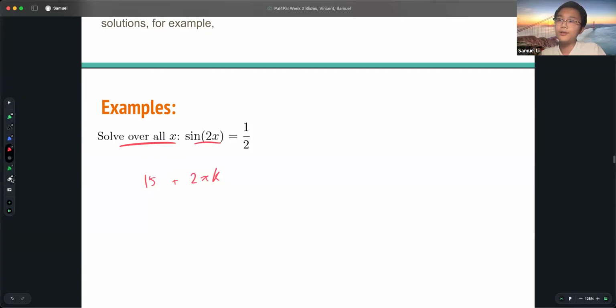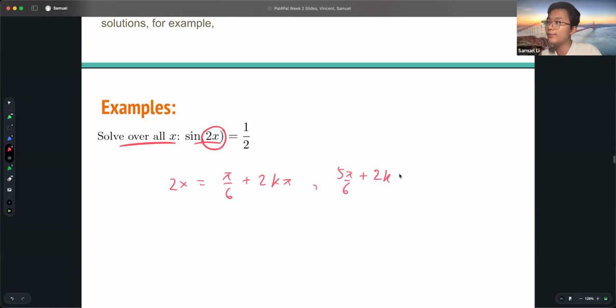So for this question over here, the idea is we just solve sine x equals half first, which we know has solutions, I'll use radians, pi over 6 plus 2k pi or 5 pi over 6 plus 2k pi. So you just divide this thing by 2 to get all possible solutions.